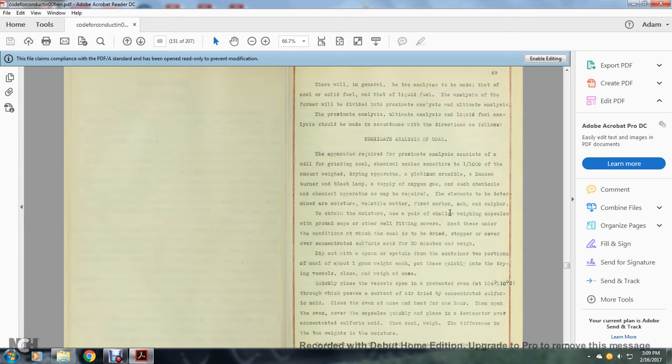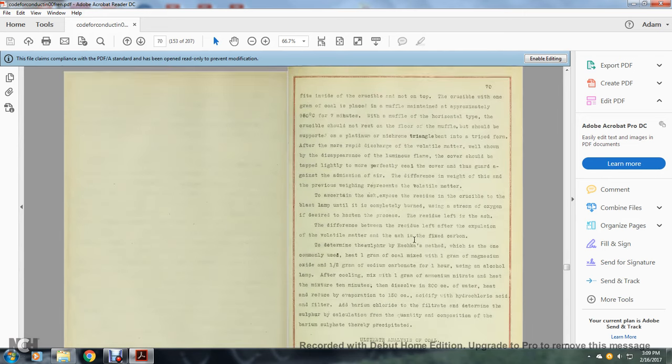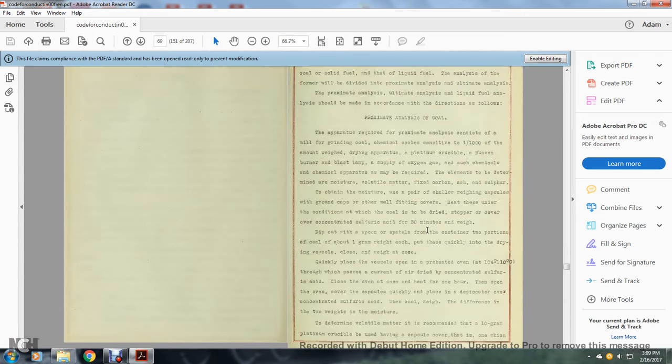To obtain the moisture, use a pair of shallow weighing capsules, ground caps, with well-fitting covers, heated under the conditions at which the coal is to be dried, stoppered and kept over concentrated sulfuric acid for 30 minutes before weighing. Dip out with the spoon spatula from the container portions of the coal of 1 gram weight in each, but close the drying vessel for the weighing at once.